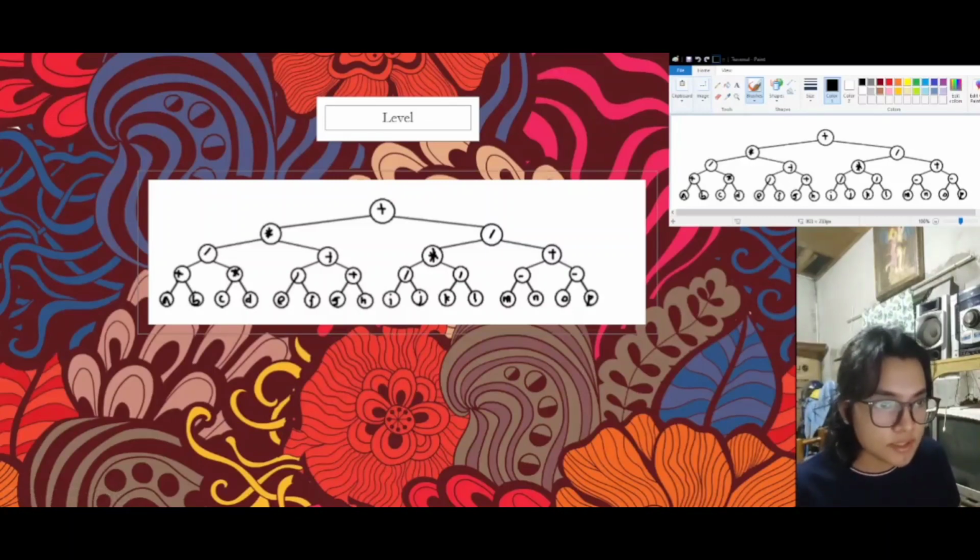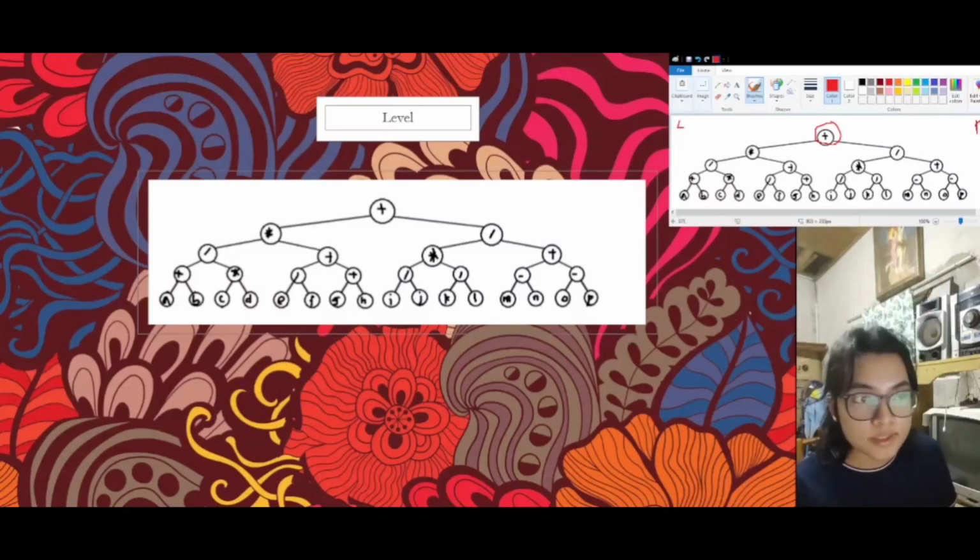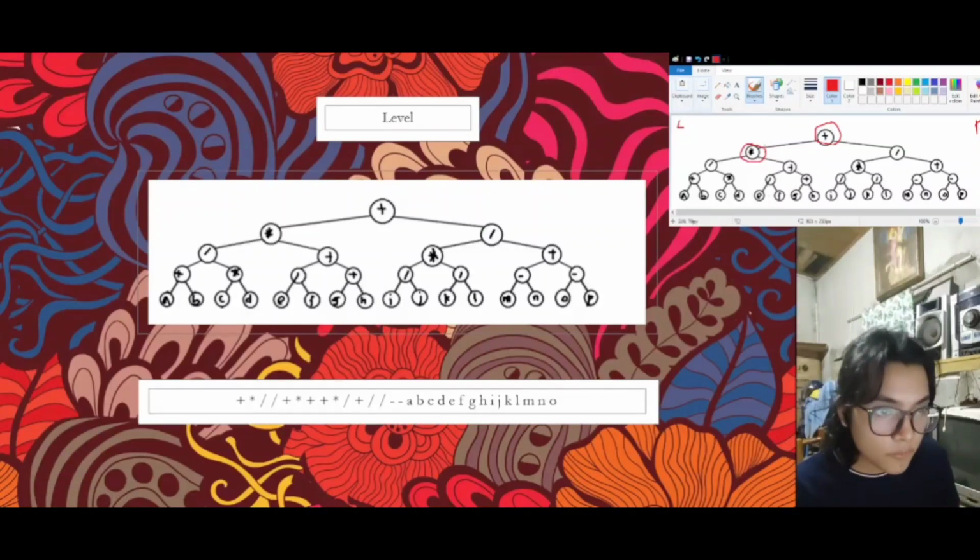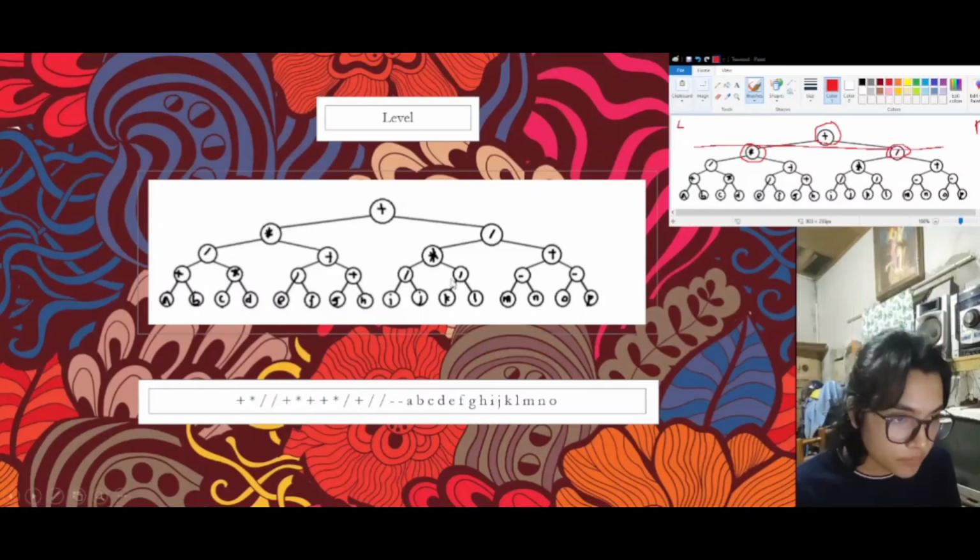So this means that our first node is going to be the topmost level, which is plus, followed by left. Let's consider this left and right. So what's next is the next level, which starts with the left. Let me show you the answer first so that you can follow. So that's going to be multiplication, then division.